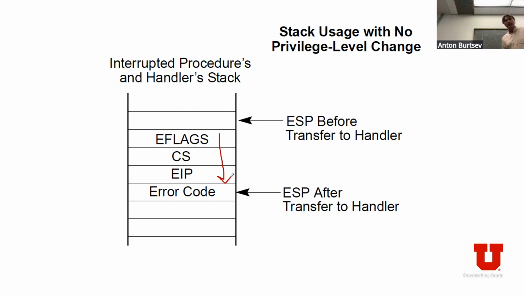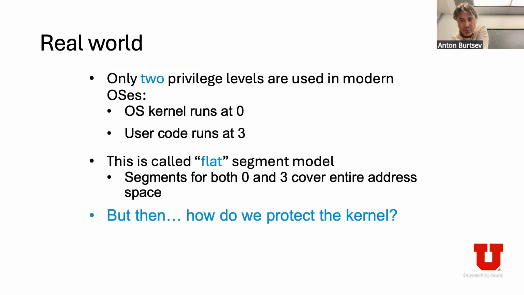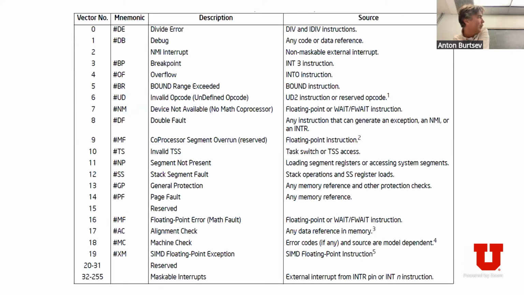And I forgot to mention that this error code applies to a subset of these events, which are defined by Intel in this table. I don't remember by heart which ones are which, but the point here is that some of them actually push an exception-specific error code on the stack, and some of them don't. This is where I'm trying to get to. It creates this irregularity of the stack.